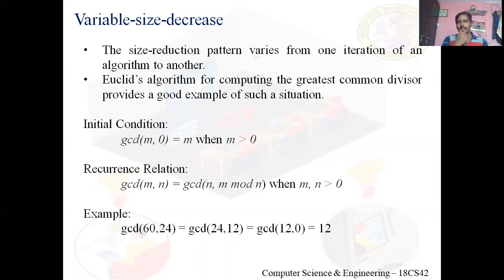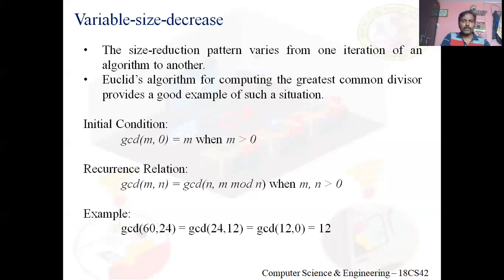Now variable size decrease means the size varies randomly. Not by a constant or by a factor. Random size variation. Let me take you through one example, GCD. All of you listen to this algorithm very carefully because it is very important from the exam point of view. Got it?